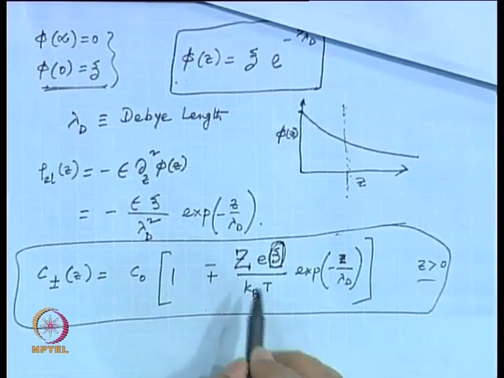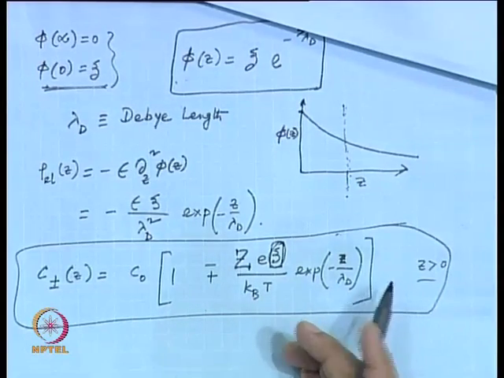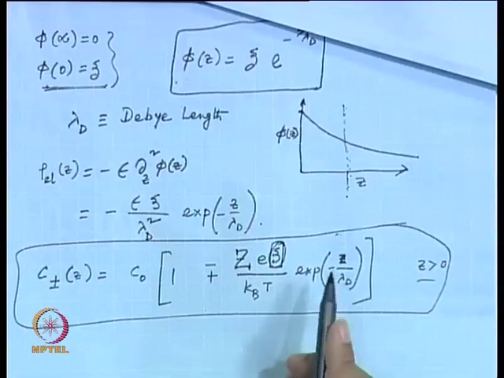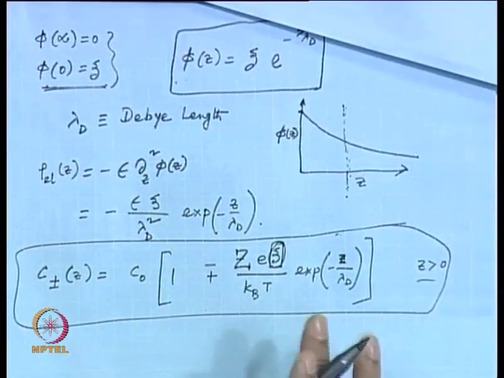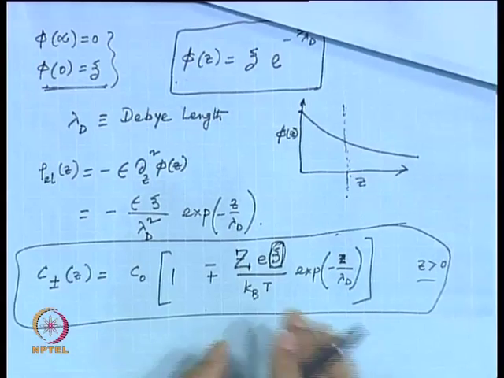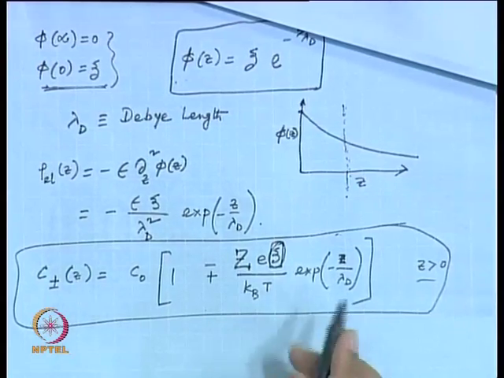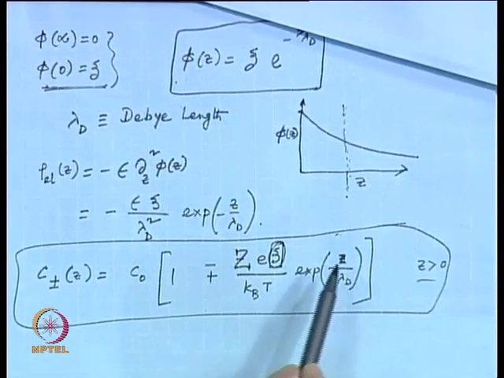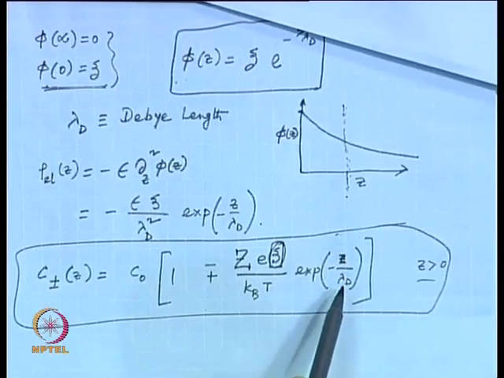This z is the valence number, whether you are working with NaCl or CaCl2, it would be 1 or 2, it depends on that. Kb is the Boltzmann constant, you can figure out what that is. T is the temperature on the absolute scale, exponential minus the distance away from the wall, and lambda d is d by length.